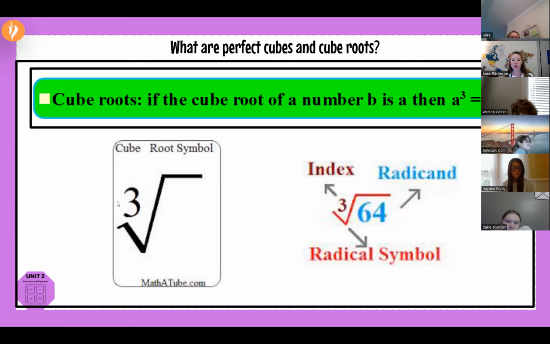All right. But if there's no number, they're always asking for the square root. If there's a number, it could be any number, really. You could have a 4th root, 5th root, 6th root. We're not going to go that far, but we are going to talk about cube roots.